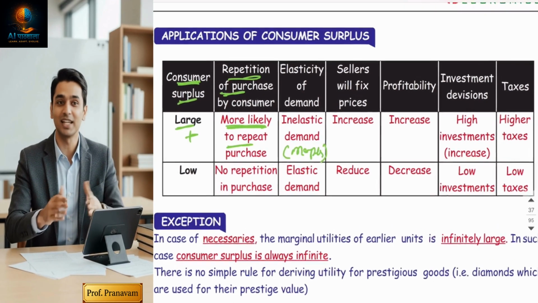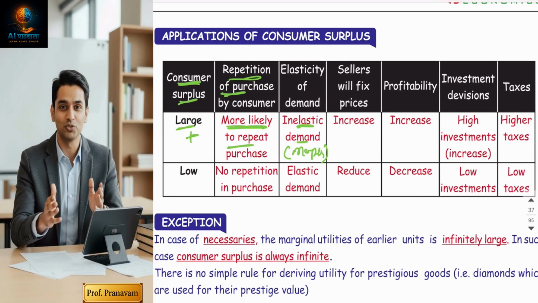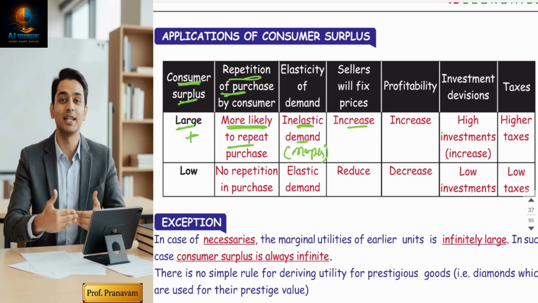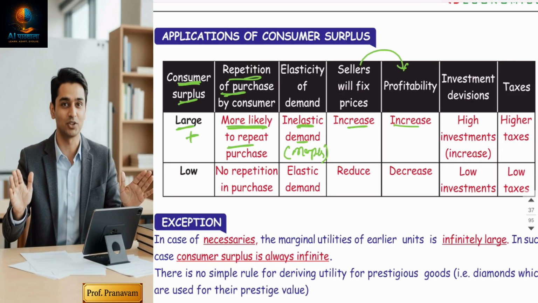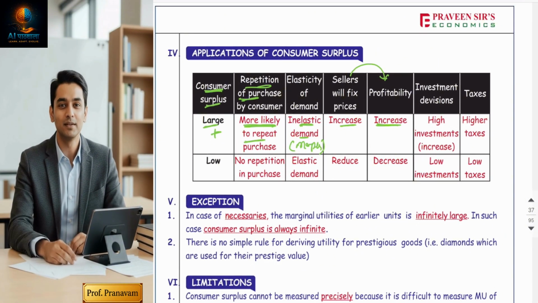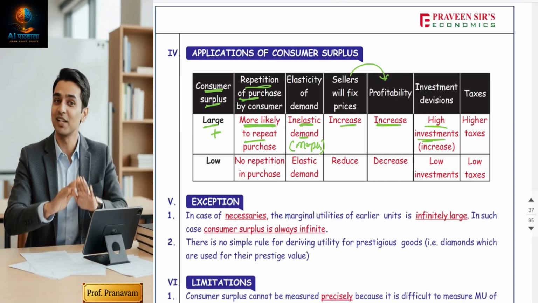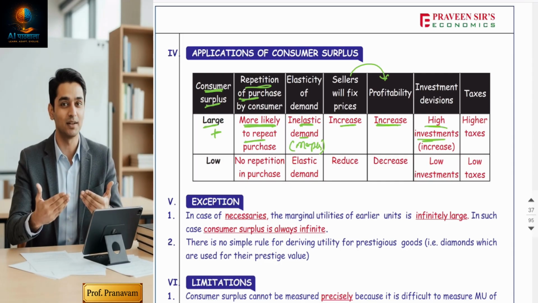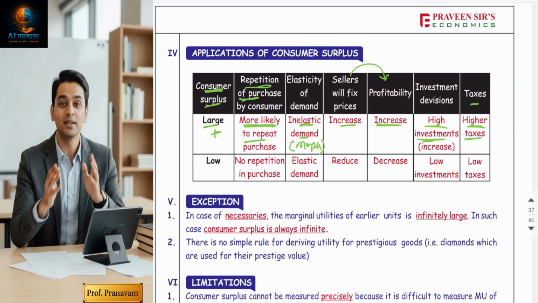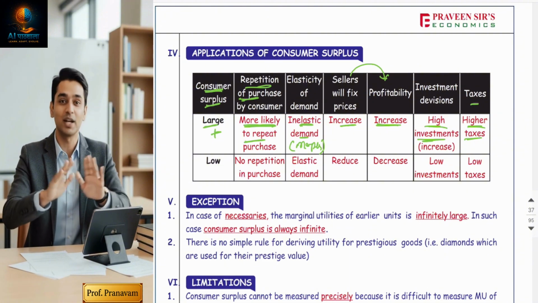Monopoly means inelastic demand. And when the seller enjoys inelastic demand, the seller can increase the prices, and when they increase the price, their profitability will increase. When profitability increases, they will be able to expand the business by investing more. Investment will increase because they are going to open more and more branches, and the government can also charge higher taxes. So when there is consumer surplus in the product, everything is positive.